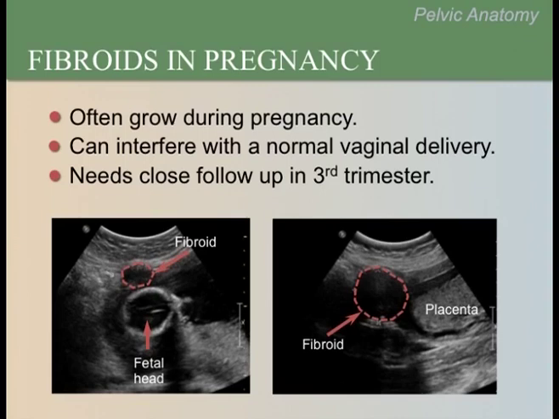Fibroids often grow during pregnancy. If they are large and located near the lower part of the uterus or in the cervix, they can interfere with a normal vaginal delivery. If you identify a fibroid in pregnancy, be sure to reevaluate the patient, especially in the third trimester. The patient may need a C-section, depending on the size and location of the fibroid.